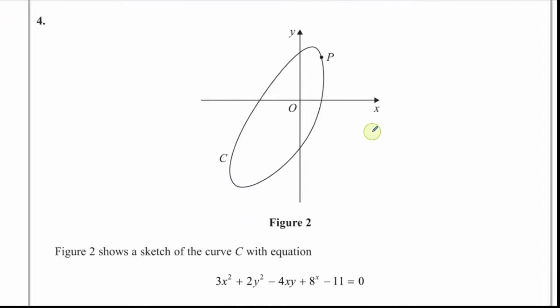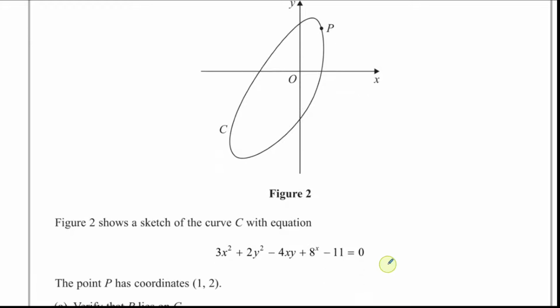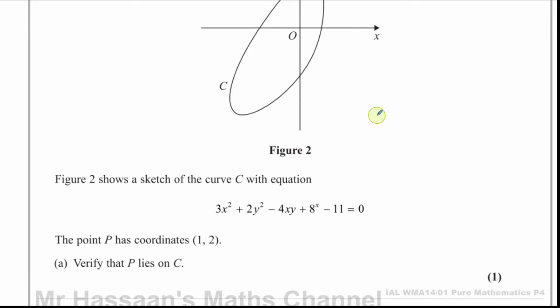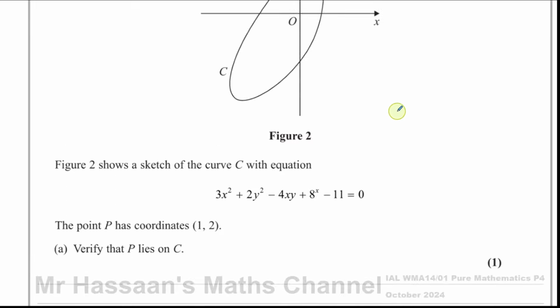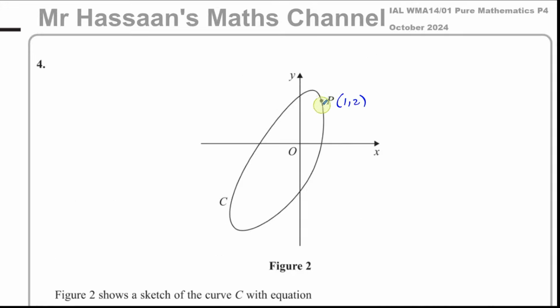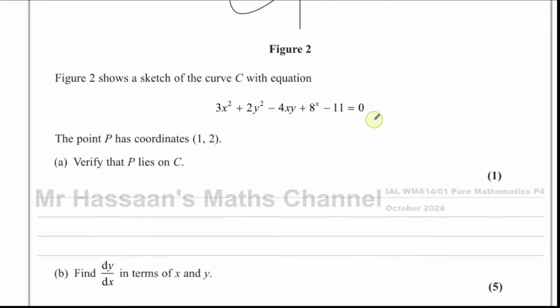Here we have a sketch of a curve, a very strange type of curve. C has the equation 3x squared plus 2y squared minus 4xy plus 8 to the power of x minus 11 is equal to 0. The point P has coordinates (1, 2). We have to verify that P lies on C. So we have to verify that this point lies on this curve.